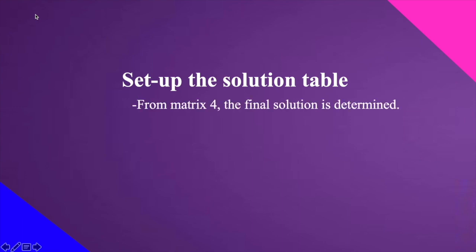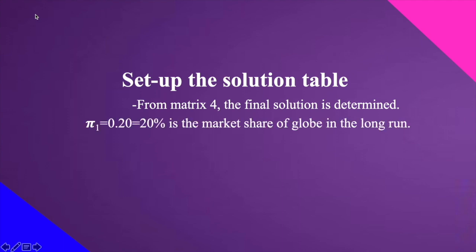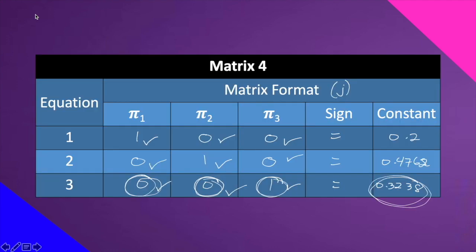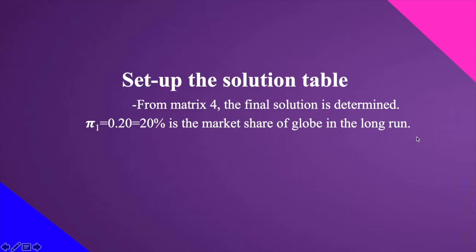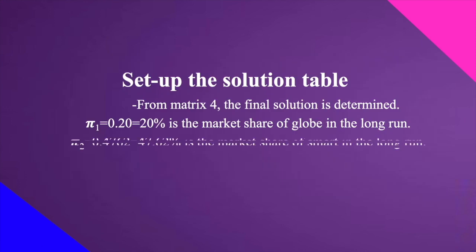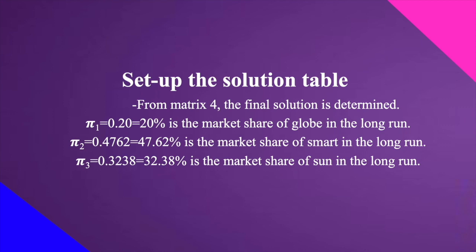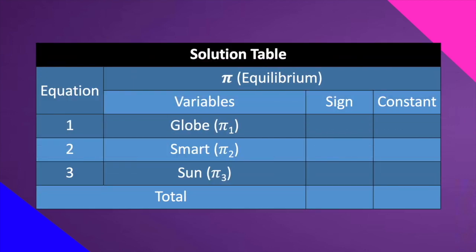From matrix 4 natin, the final solution is now determined. Wherein, our pi sub 1 is 0.20 or 20%. Meaning to say, our market share for Globe in the long run is equivalent to 20%. Pi sub 2 is 0.4762 or 47.62%. That will be the market share for Smart in the long run. And for the pi sub 3, that is 0.3238 or equivalent to 32.38%, which is the market share of Sun in the long run. So, ilagay natin dito para meron tayong table.